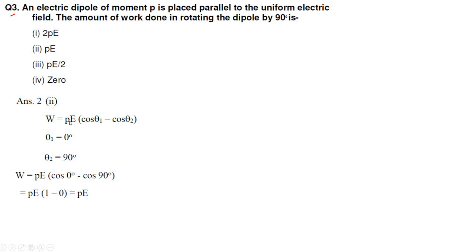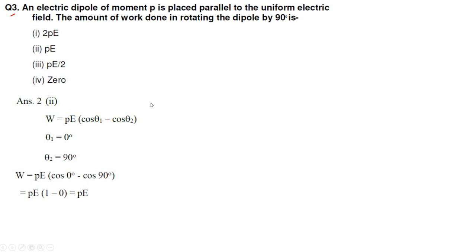Work done is PE into cos theta 1 minus cos theta 2. This is the formula for work done. Initially it is parallel, so theta 1 is 0 degrees. After that it is rotated by 90 degrees, so theta 2 is 90 degrees. Substitute theta 1 equal to 0 and theta 2 equal to 90 and simplify. Cos 0 is 1, cos 90 is 0. You have to be very careful, students make mistakes in that. So 1 minus 0 is 1, so PE. So option 2 is correct.